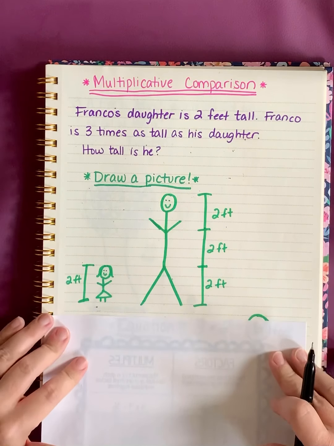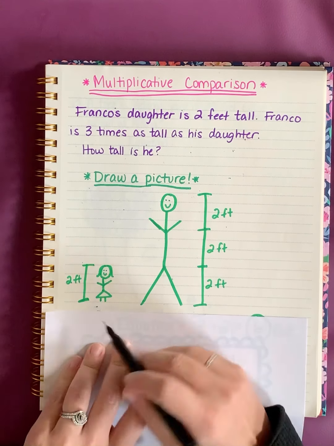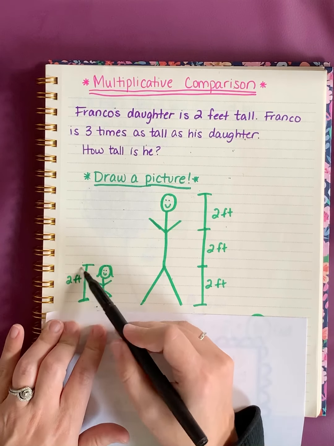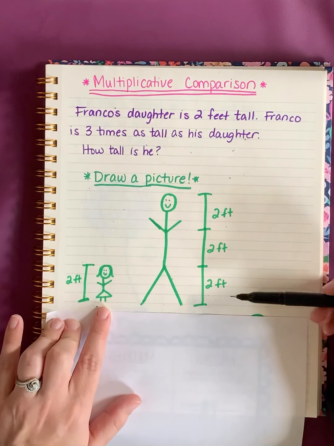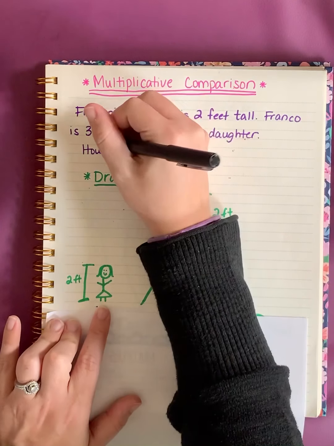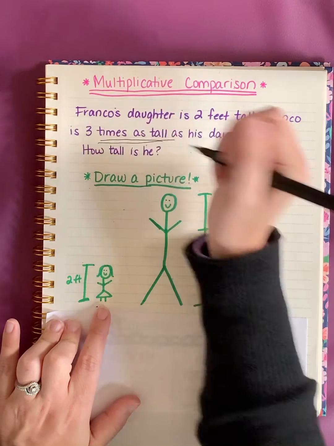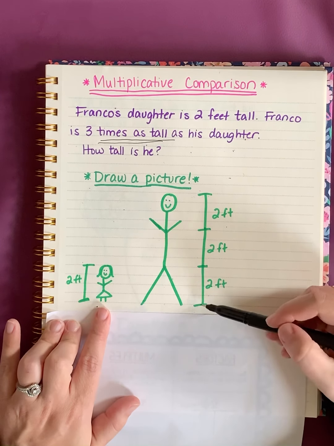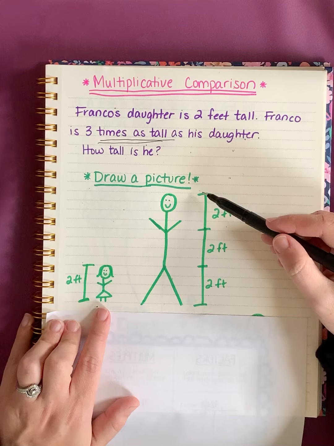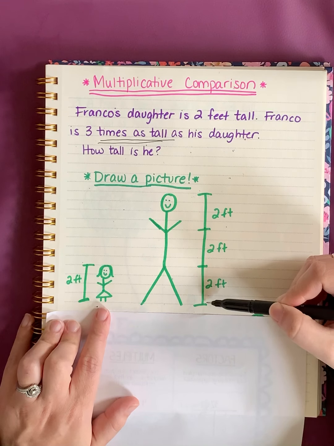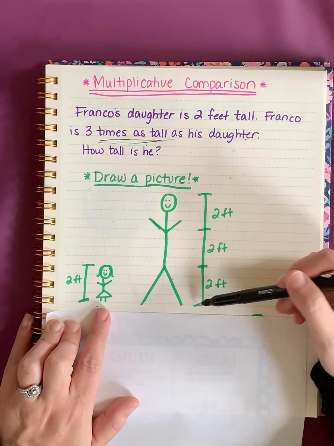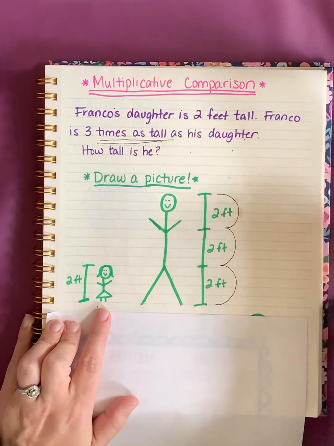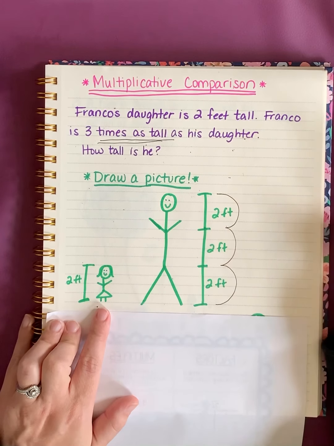So if I draw a picture here, we've got Franco's daughter down here, who we know is 2 feet tall. So I have my little measurement of 2 feet here. And then Franco is 3 times as tall as his daughter. So I just did the same thing. I drew a picture of Franco, and he's 3 times as tall as Franco's daughter. She's 2 feet, so there's 1, 2, 3 times as tall, and there's 2 feet for each one.